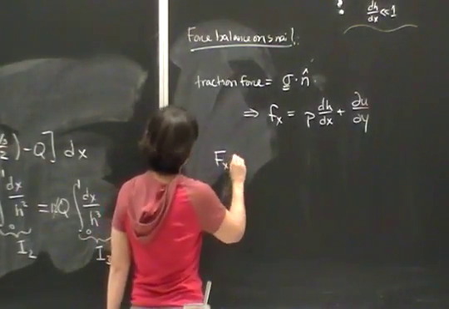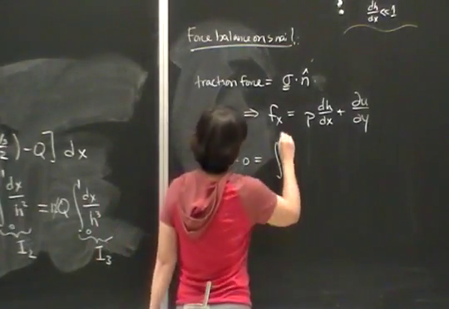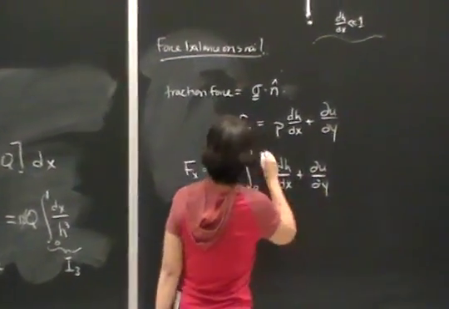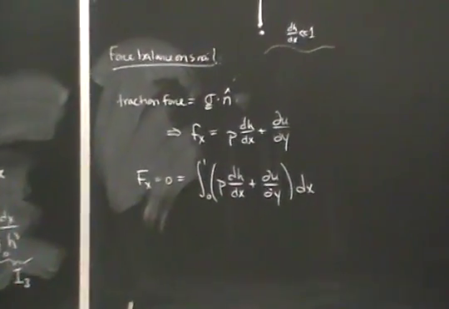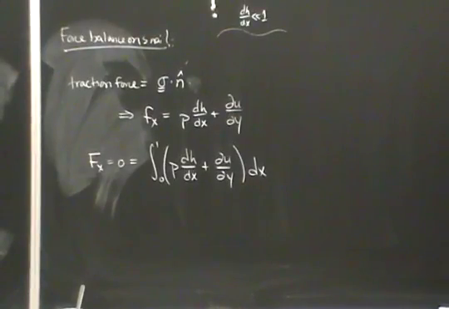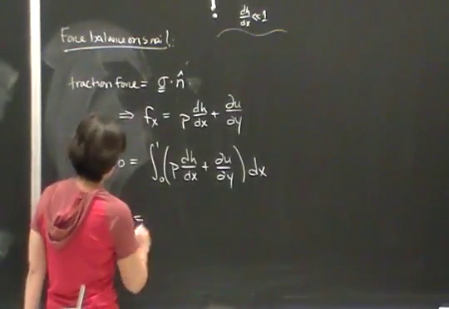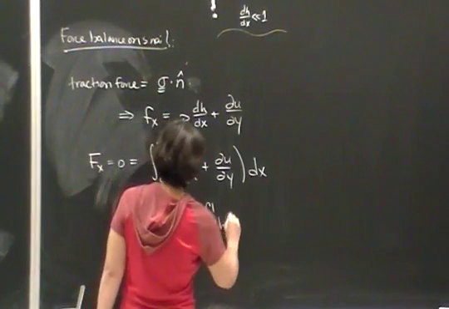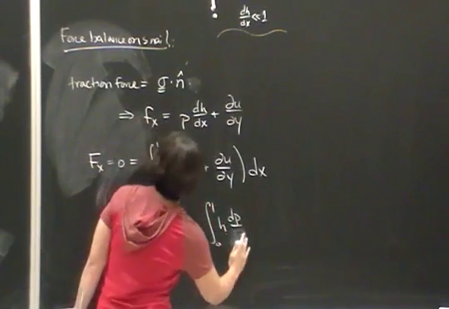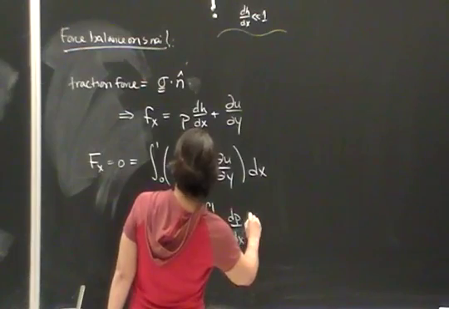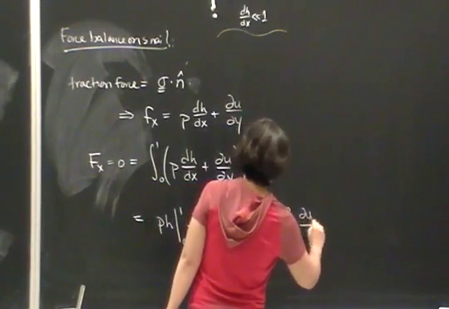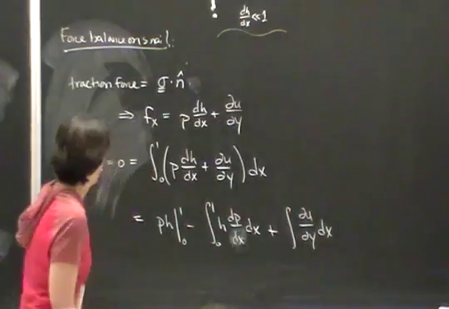So f of x, which has to be 0, is equal to the integral from 0 to 1 of this stuff in here, integrated along the foot. Okay, now we're almost there. I'm going to integrate this term by parts. This gives me p h from 0 to 1, minus the integral from 0 to 1 of h dp/dx dx, plus the integral of du/dy dx, and this has to be equal to 0.